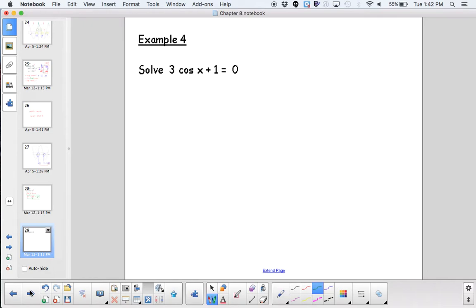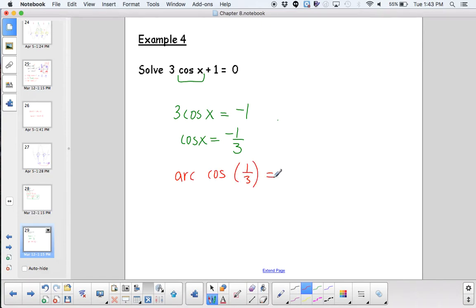Now we get a little more interesting with cosine here. First we need to isolate cosine of x just as we do with any other type of equation. So 3 cosine of x is equal to negative 1, and that means that the cosine of x is equal to negative 1/3. At this point we need to go ahead and deal with the arccosine of negative 1/3 is equal to x. We use our calculator for this, and we would get that x is equal to 1.91.